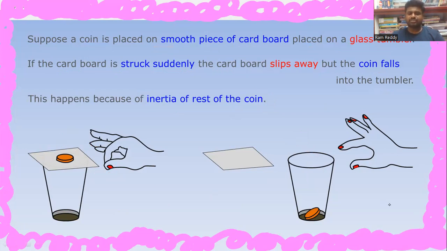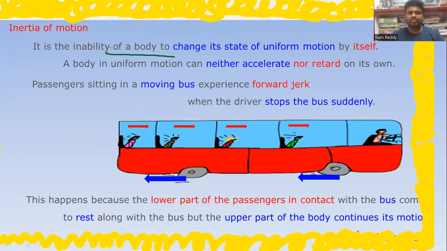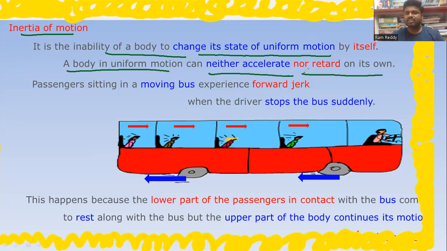Inertia of motion. What is inertia of motion? It is the inability of the body to change its state of uniform motion. If the body is moving in uniform motion, it won't change by itself. That inability of the body to change its state of uniform motion is called the inertia of motion. Let us take an example. A body in uniform motion can neither accelerate nor retard on its own. It won't move forward or backward by its own.